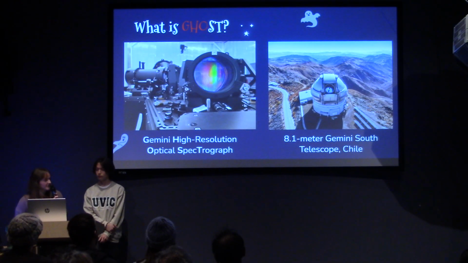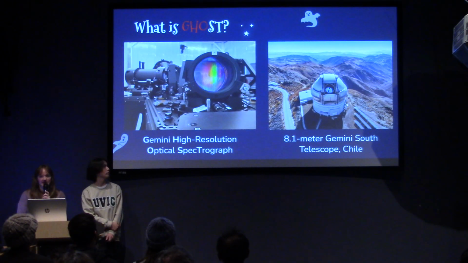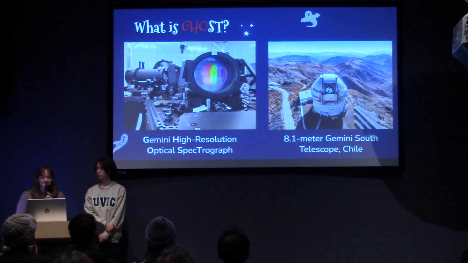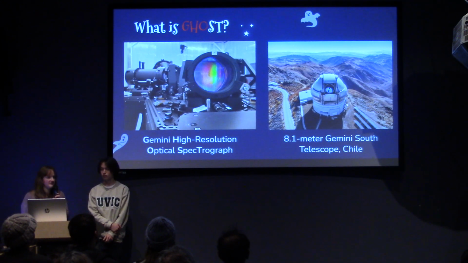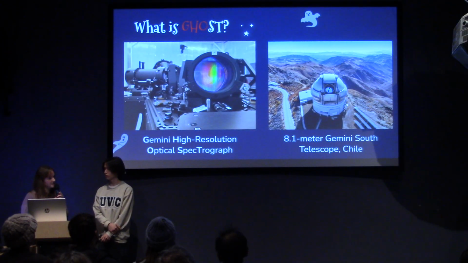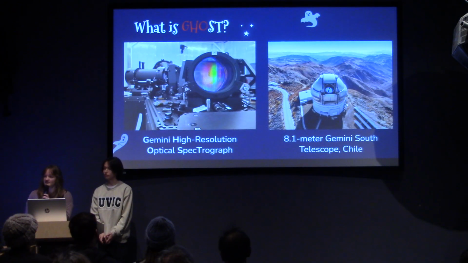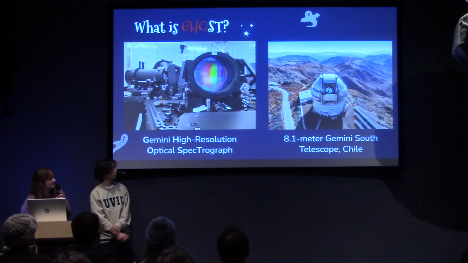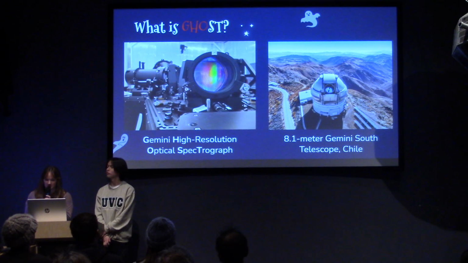So it's located at the 8.1 meter Gemini telescope. If you know your constellations, you know Gemini means twins. So there is another telescope located over in Hawaii. But our group was guaranteed 200 hours of observations because our group was part of the commissioning team who had built the spectrograph, just a little bit down the hill. They had done a lot of work building this spectrograph, and it got installed, I believe, in 2022.